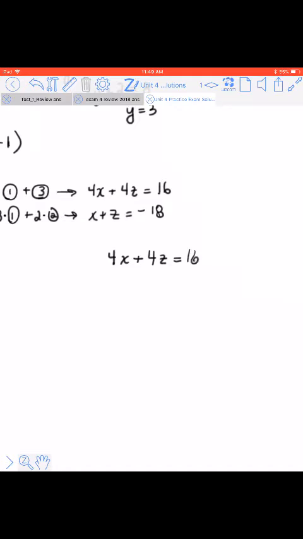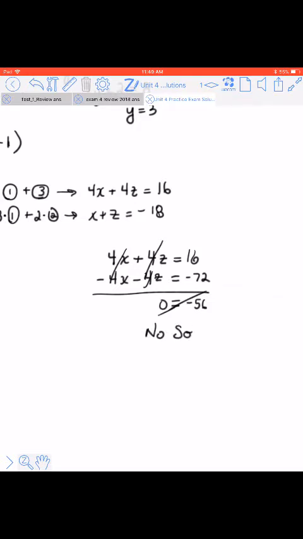If I multiply the bottom equation by negative 4, let's see, 18 times 4 is going to be negative 72. So what happens here is we get the variables cancel, but the numbers on this side don't. 0 doesn't equal negative 56. So if you recall from our discussion, whenever that happens, it's an indication that there's no solution to that system of equations.